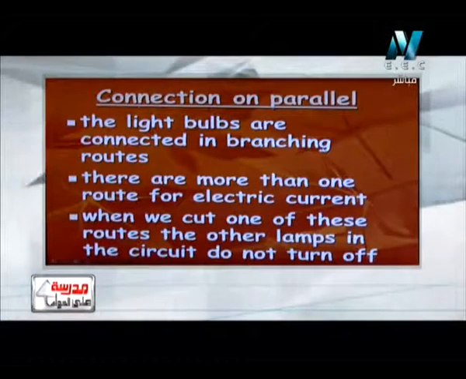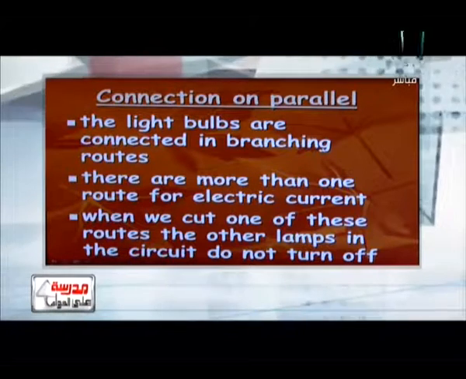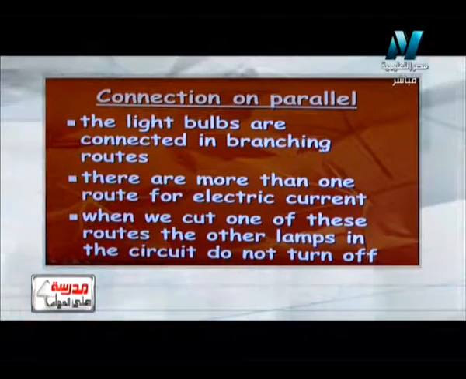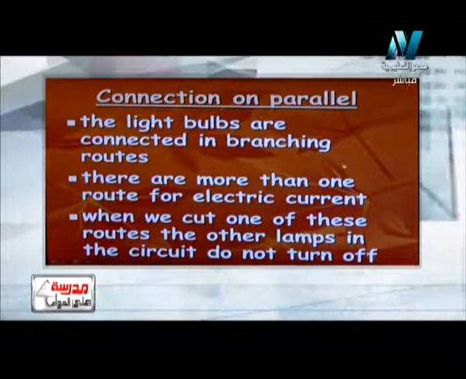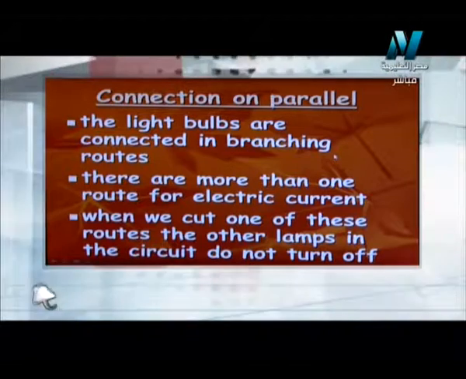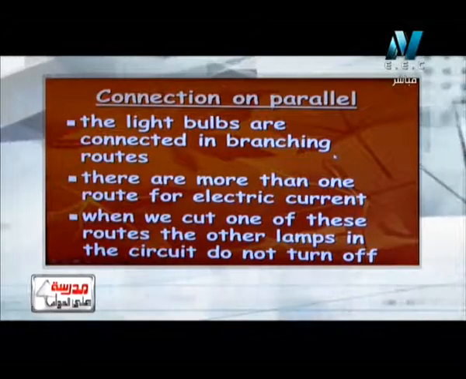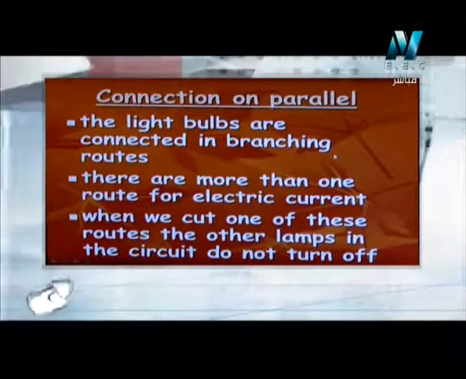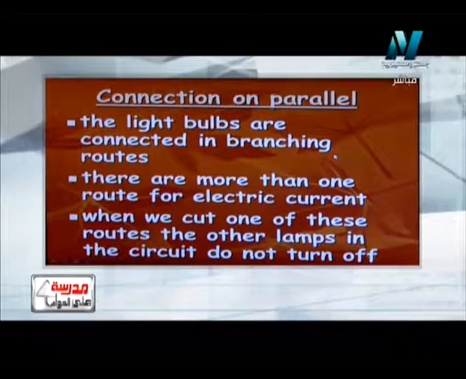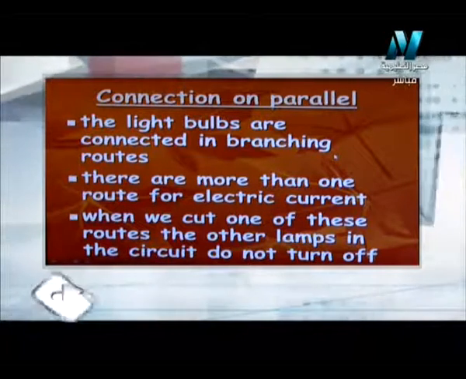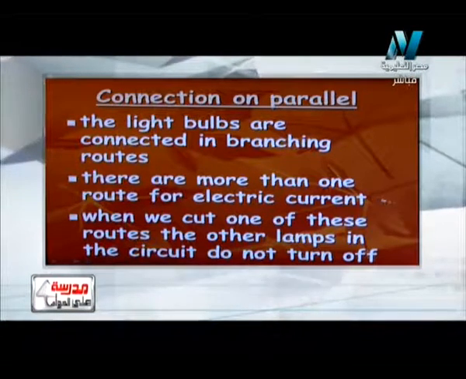Connection on parallel, the light bulbs or the light lamps are connected in branching routes. There are more than one route for the electric current. When we cut one of these routes, meaning I disconnected one lamp, or one lamp got burning out for example, all the other lamps in the circuit don't turn off. All the lamps continue lighting as they are, not affected at all, because in this case I have more than one route for the electricity.